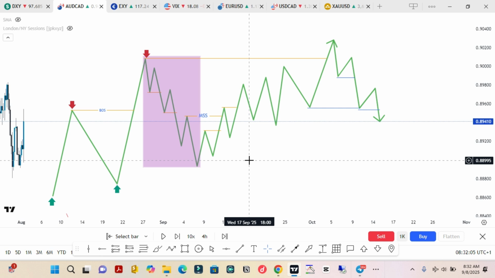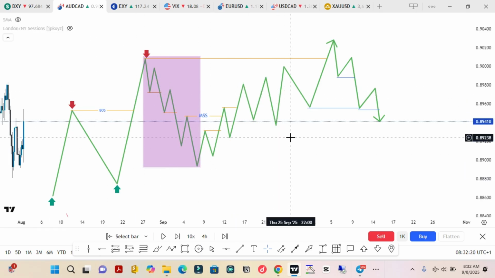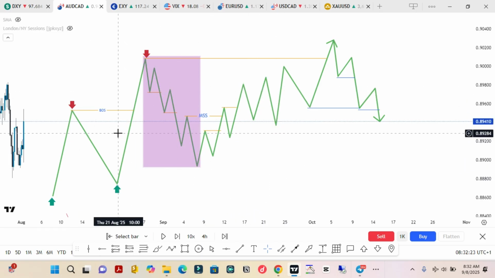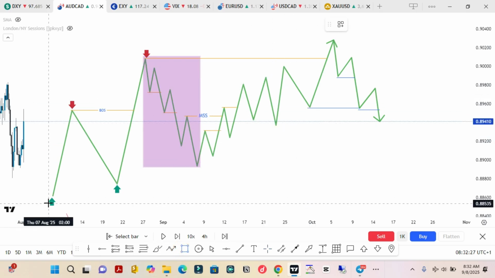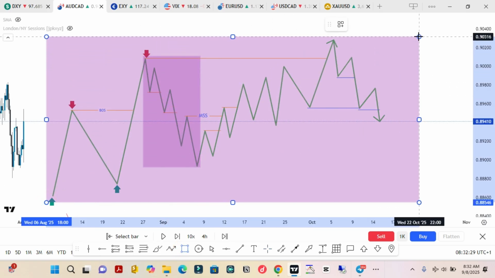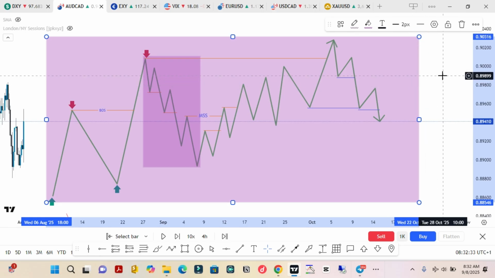Now that you have this information on overall market structure, you also want to pay attention to substructures. The reason you cannot just pay attention to the overall structure alone is that if this chart is a 4 hour chart, this whole movement that you are seeing right here can be 1 week, 2 weeks, or more.